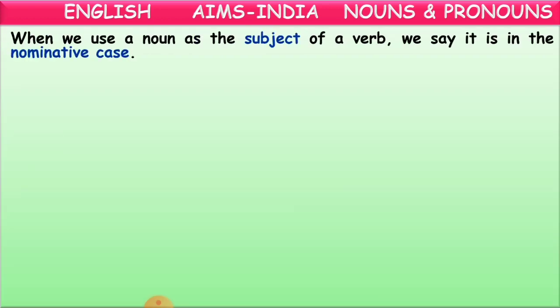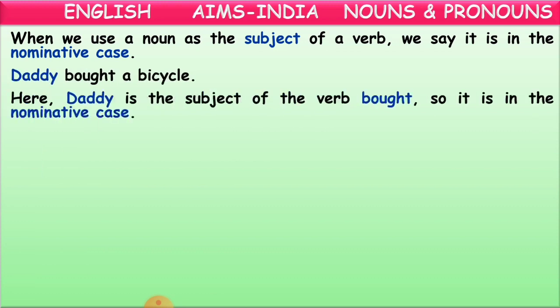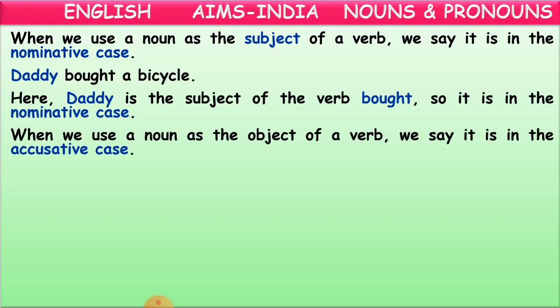As we said yesterday, when we use a noun as the subject of a verb, we say it is in the nominative case. Example: daddy bought a bicycle. Here daddy is the subject, and the verb is bought. As the noun is the subject of the verb, this noun is in the nominative case. Children, I am just revising this again.